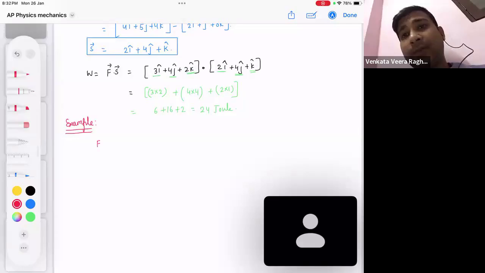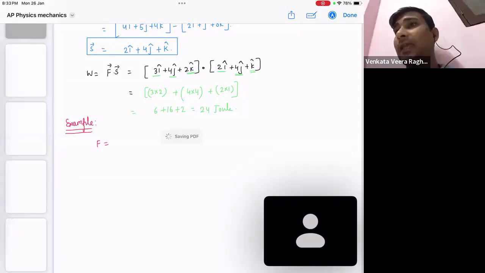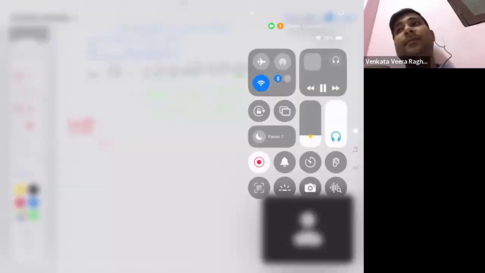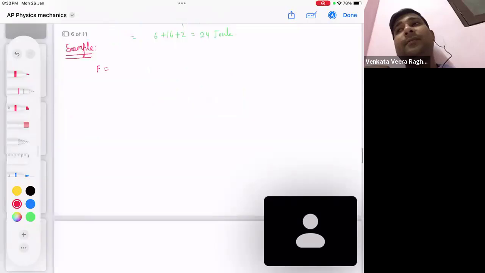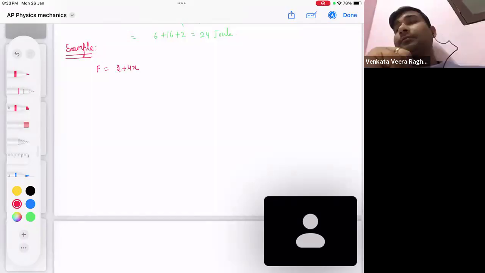Next, in this question, what is given to us? Till now we have taken constant force in the examples, right? Let's take an example of a variable force. There are many cases where you will get a variable force whose work done you need to calculate. So let's discuss a variable force. A question gave the force as 2 plus 4x. Now you see, is it a constant force or a variable force?